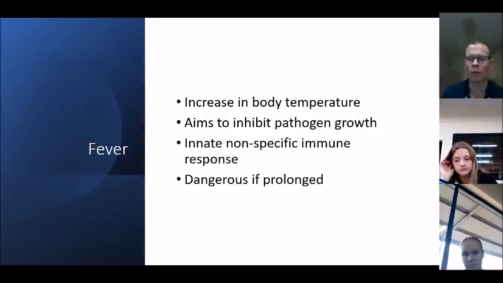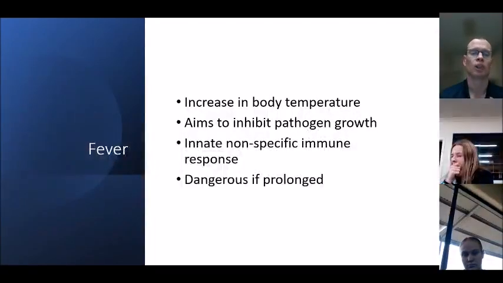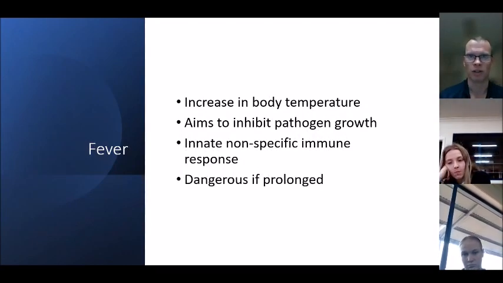Non-specific response, again, is fever. We've touched on that already. The goal of fever is to basically cook the pathogen. A lot of pathogens won't survive if your body temperature goes above 37 degrees. So your body deliberately makes you hot so that you are hopefully killing the pathogen.